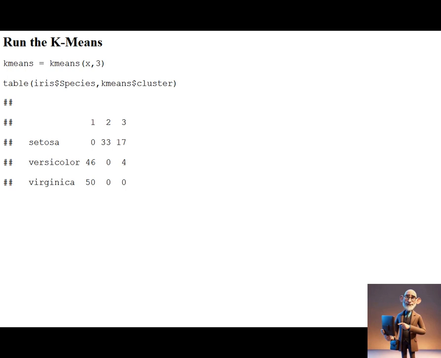In conclusion, running the K-means algorithm and examining the results through a contingency table is a crucial step in assessing the performance of the algorithm on real-world datasets.